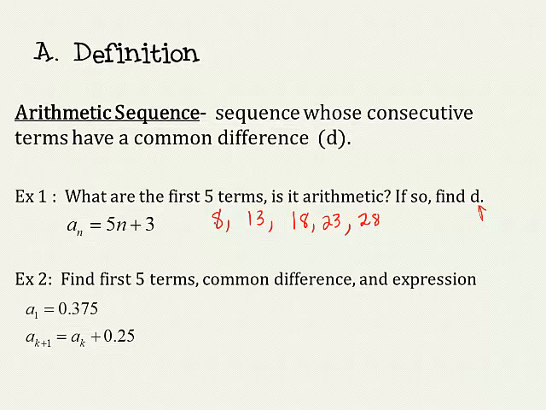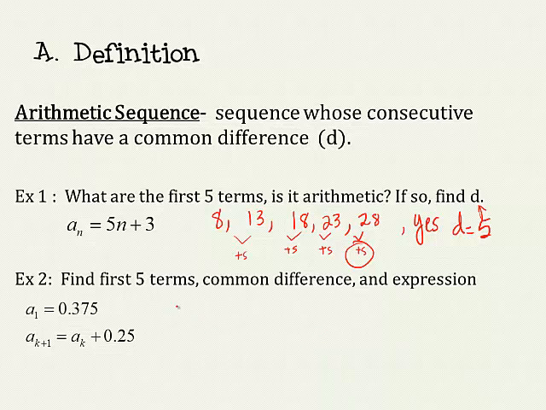Okay, so I have my first 5 terms. Now I decide, is it arithmetic? Well, from 8 to 13, you added 5. 13 to 18, I added 5. This, I added 5. This, I added 5. So I have a common difference of 5 between each term. So my answer is yes, it's arithmetic. And D, the common difference, is a positive 5.